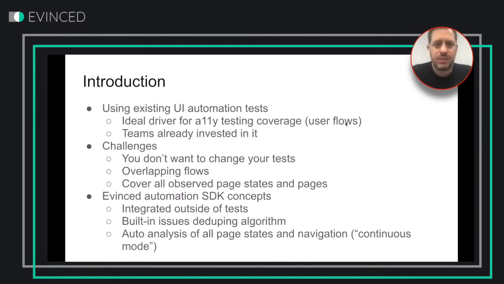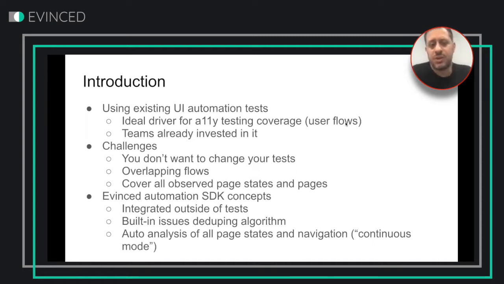So let's go back to automation SDKs. What ideally I would like to do is to take the user flow that I just did and automate it in order to obtain a very good accessibility automation test. But I can already do that and use existing UI automation tests of my website or web application.